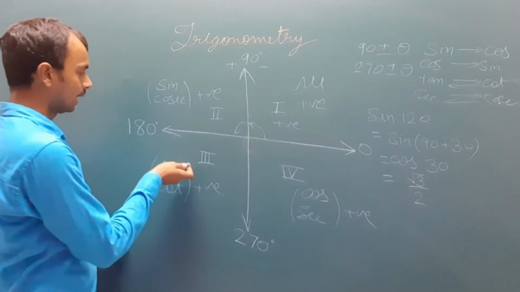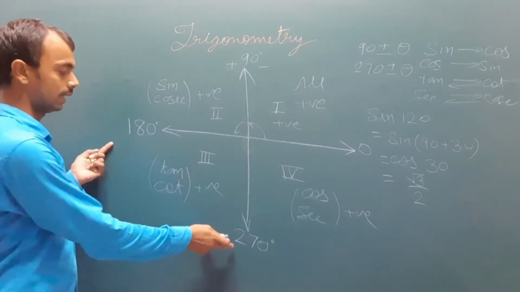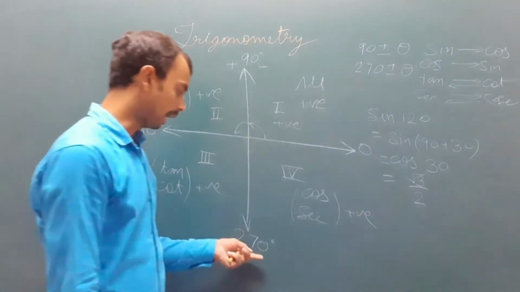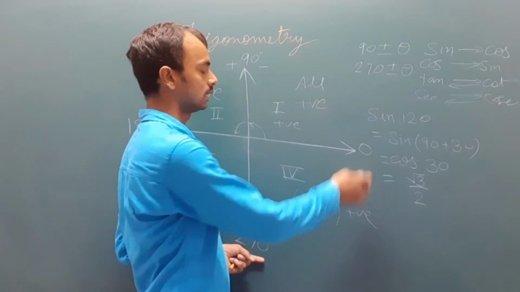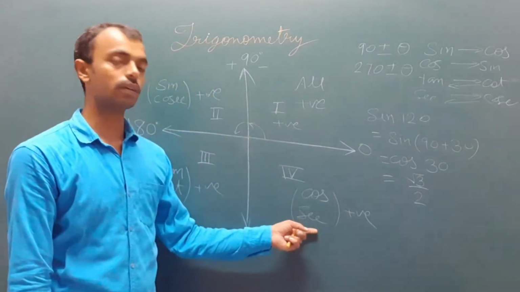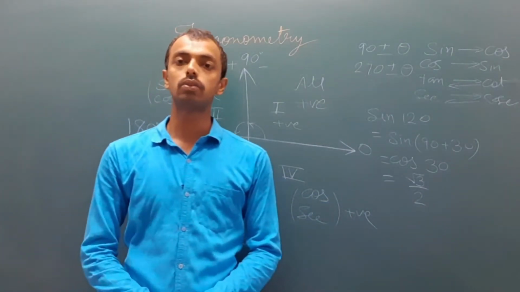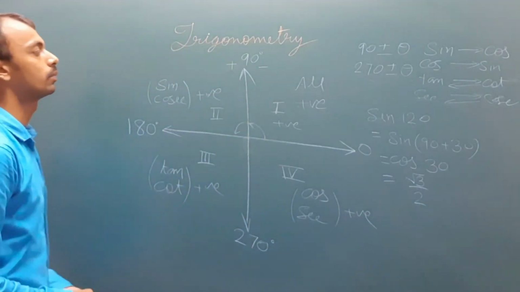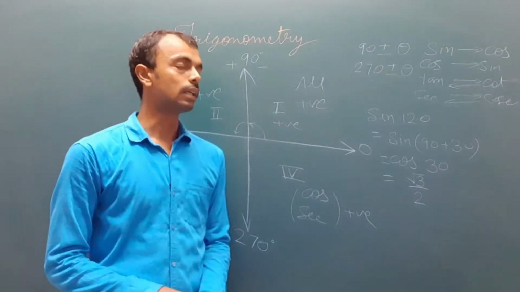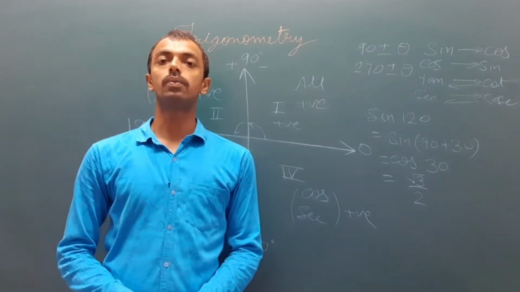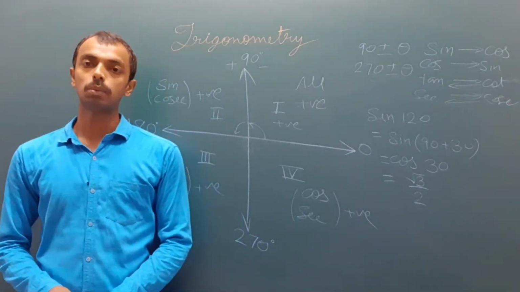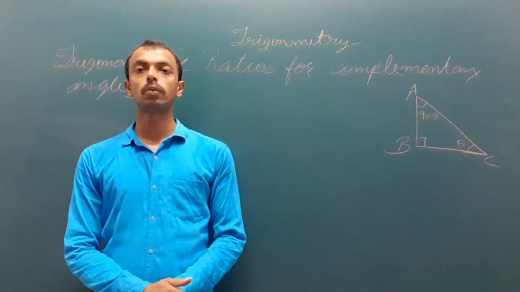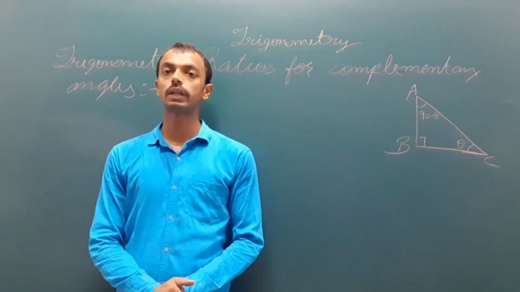Similarly, if the angle lies between 180 to 270, then only tan and cot values will be positive. And if the angle lies between 270 to 360, then only cos and sec will be positive. Rest all the ratios will be negative. Okay, so this is the fundamental of the four quadrants that decides whether the value of ratios will be positive or negative. We have seen the value of various trigonometric ratios in quadrants.